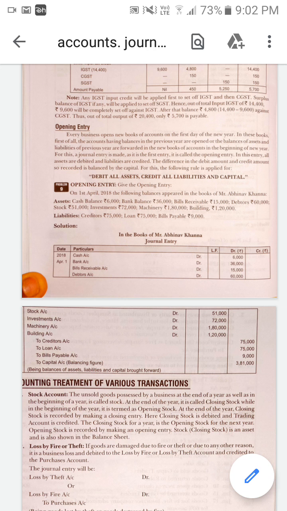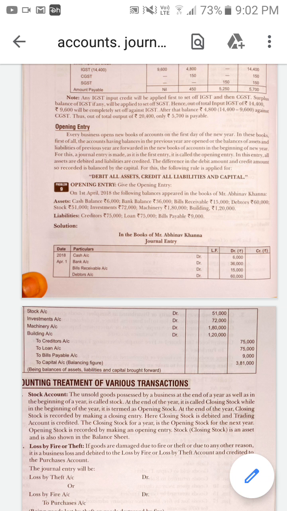If there is a balance on the last year's date, they will forward that balance to the next year. If there are balances in the assets and liabilities of the previous year, they will be forwarded in the new books of accounts in the beginning of the next year. For this, a journal entry is to be made, and this entry is called the opening entry. In this journal entry, all the assets are debited and all the liabilities are credited.